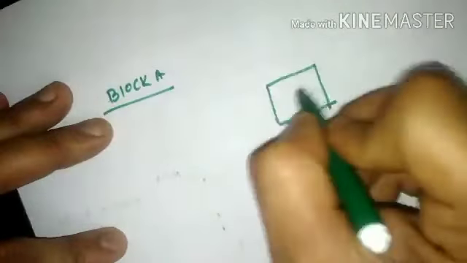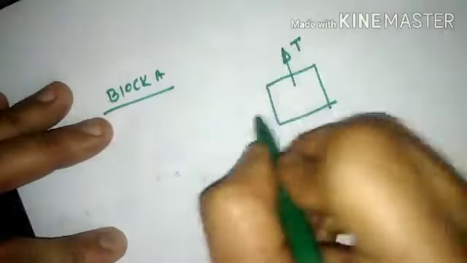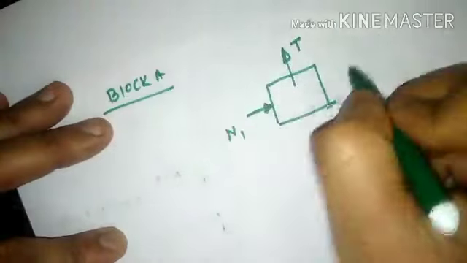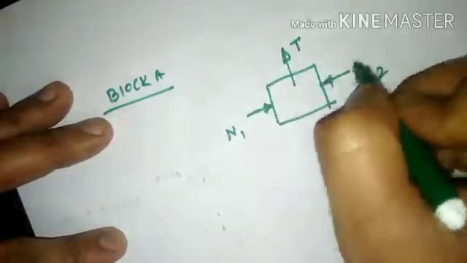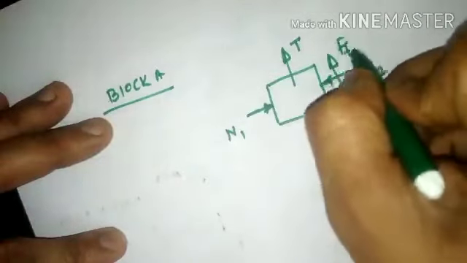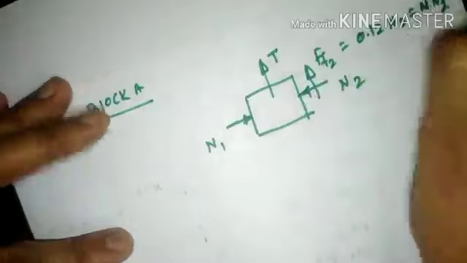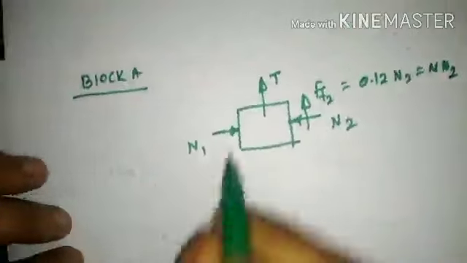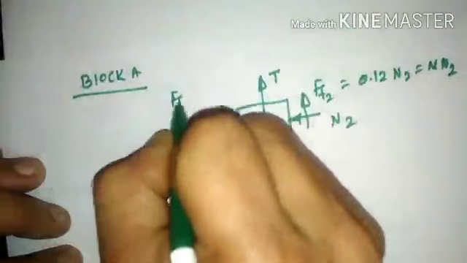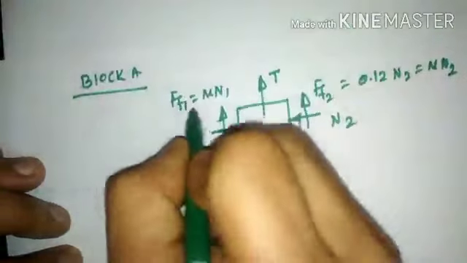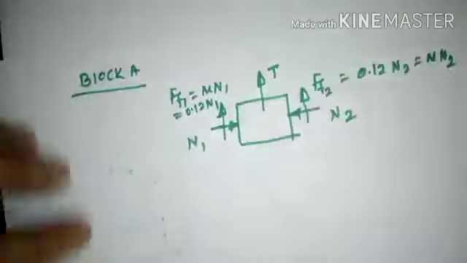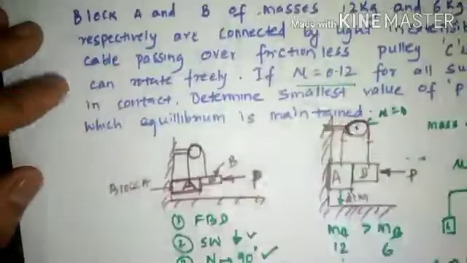Next we consider block A. We shall redraw the free body diagram of block A. Block A's free body diagram was drawn in this particular fashion, wherein T was in the upward direction, N1 was towards the right hand side, and N2 was towards the left hand side. The frictional force here was shown upward, F_f2, which was 0.12 times N2, which is mu times N2. Likewise, the frictional force here shall be F_f1 equal to mu times N1, which is 0.12 times N1. 0.12 is the coefficient of friction which has been given.